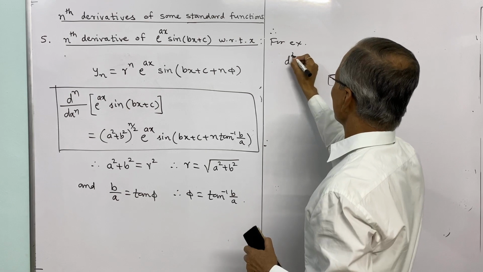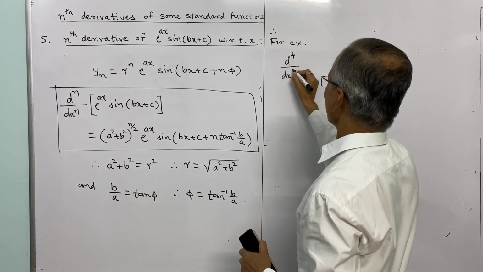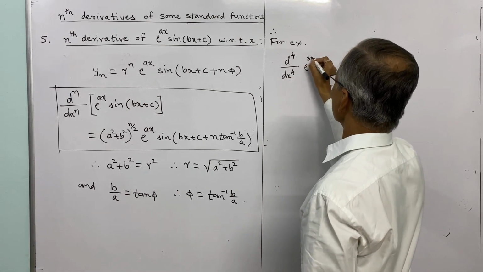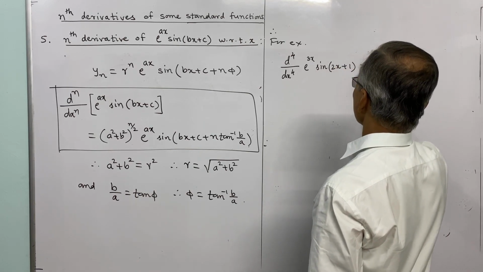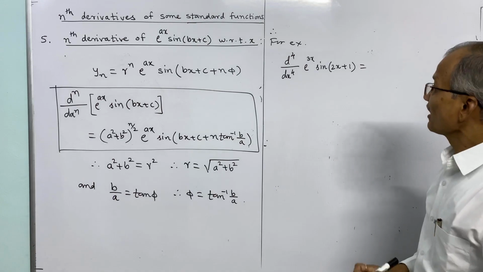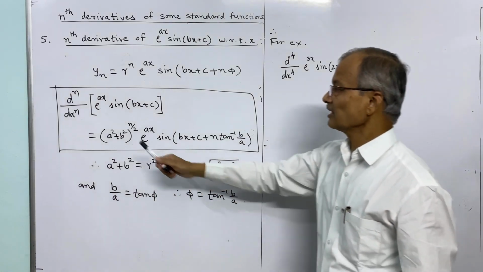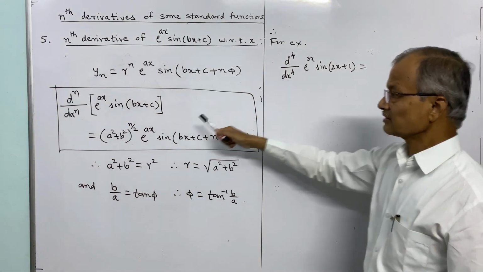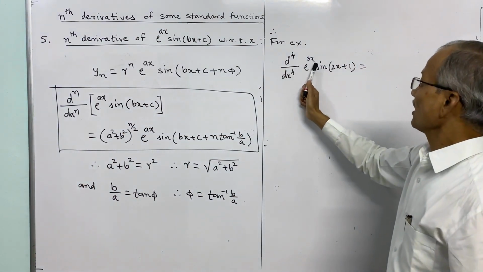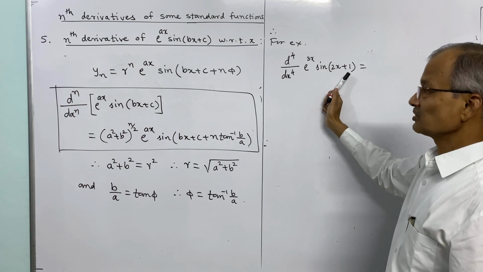So what will be the fourth derivative with respect to x of e to the power 3x into sine of 2x plus 1, using this formula? Compare it. What is n here? That is 4. And a is 3 here.